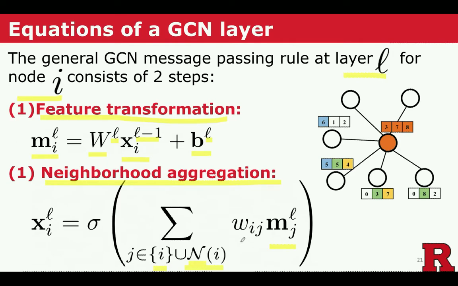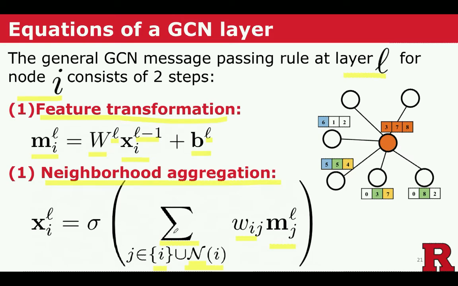So we aggregate this transformed representation of node i and node i's neighbors with this weighted sum. This w_ij is basically the aggregation weight, and this aggregation weight can be computed with different mechanisms. The simplest one is to directly use the adjacency matrix, maybe, and then you can use other mechanisms such as attention to compute this aggregation weight.